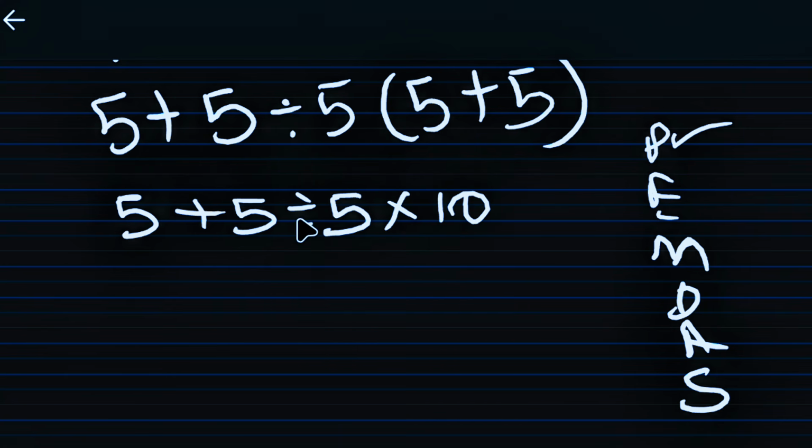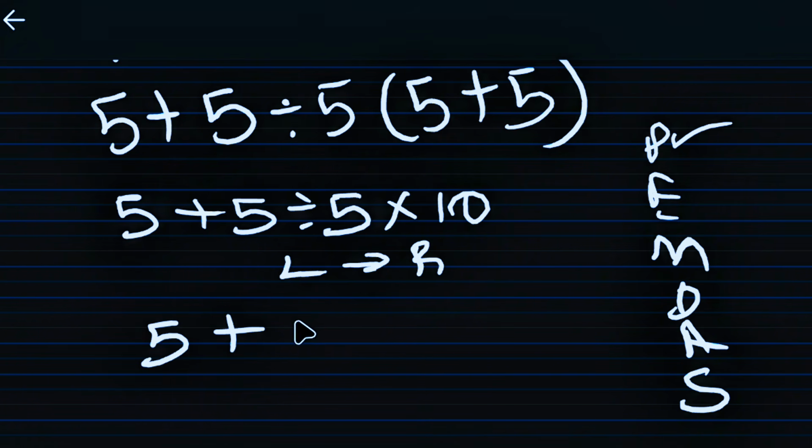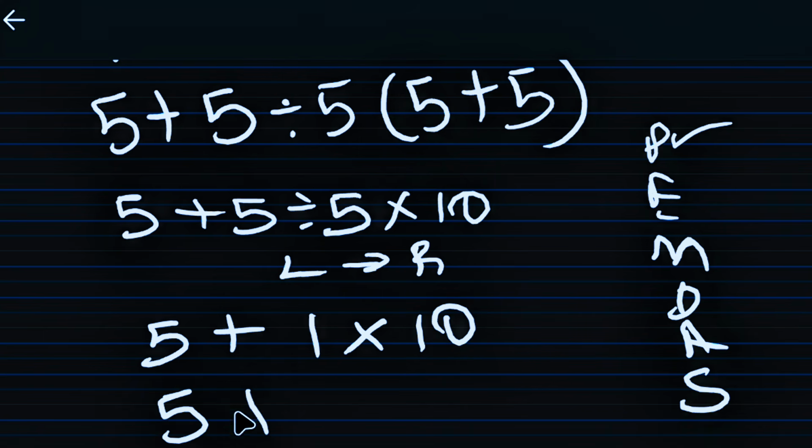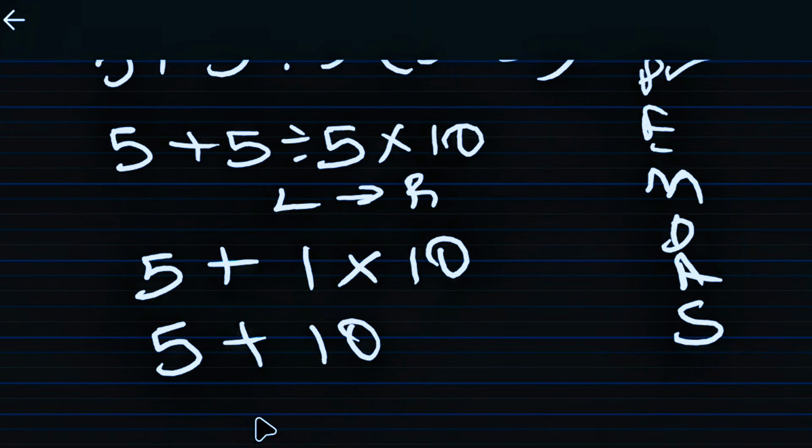Now, from here, we have division and multiplication. Remember that multiplication and division are of the same priority, irrespective of their position. If you have both of them in an expression like this, you have to solve from left to right. So we have 5 plus 5 divided by 5 equals 1, multiplied by 10. And multiplication is of higher priority than addition, so we have 5 plus 1 multiplied by 10 equals 10, and 5 plus 10 equals 15 as the right answer.